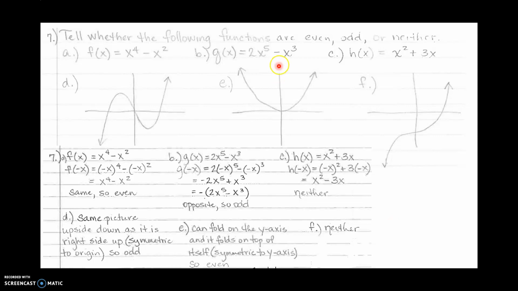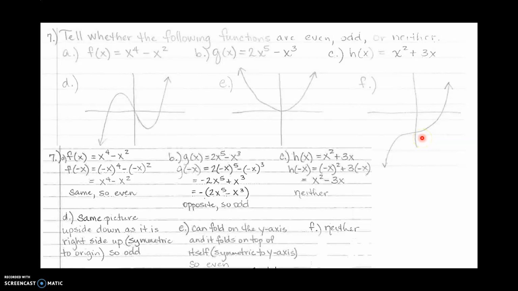All right, for this guy, I can fold it on the y-axis and it folds on top of itself. So you'll notice if I folded my piece of paper right here, they would fold on top of each other. So that's symmetric with respect to the y-axis, so that is even. All right, and then this last one, if I fold it on the y-axis, it doesn't fold on top of itself. I'd have to have like a piece over here and a piece over here, so it's not even.